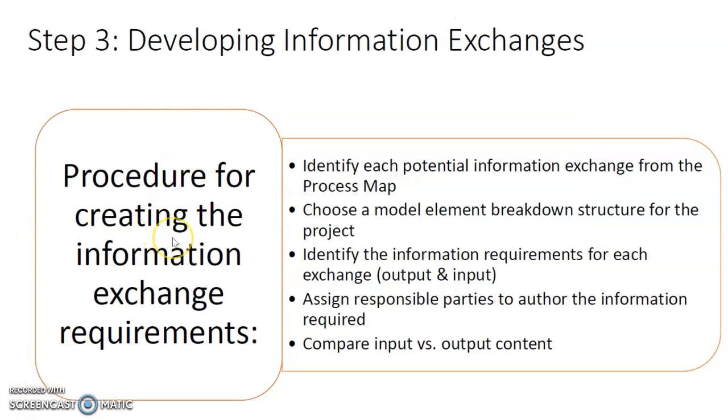The procedure for creating the information exchange requirement is to identify each potential information exchange from the process map. Then choose a model element breakdown structure for the project. Identify the information requirements for each exchange in terms of input and output. In this case, we are not looking solely at the extension of the input and output files. There will be more things we need to look at, which I'll show you in the next slide. We assign responsible parties to provide the information required, and we compare the input versus the output. That is all done under step 3.